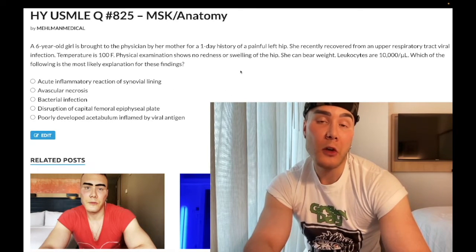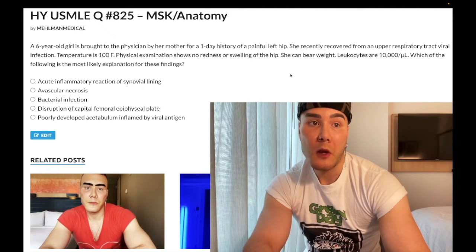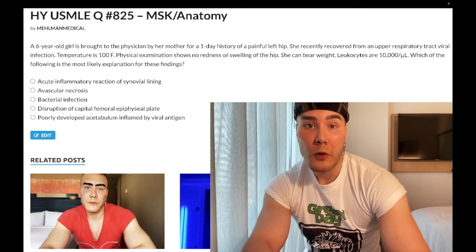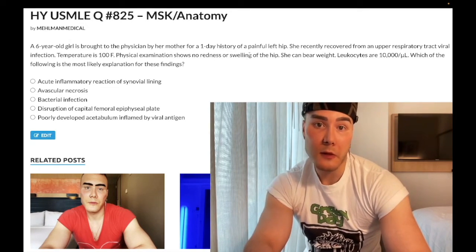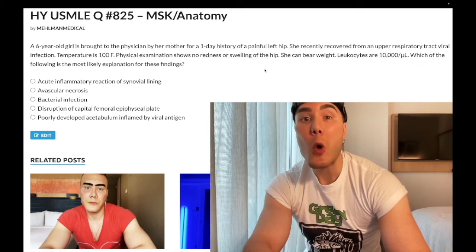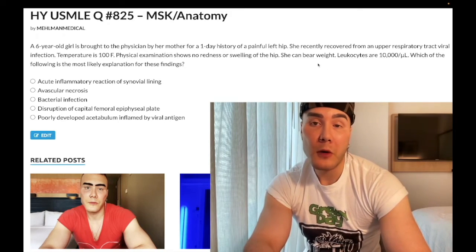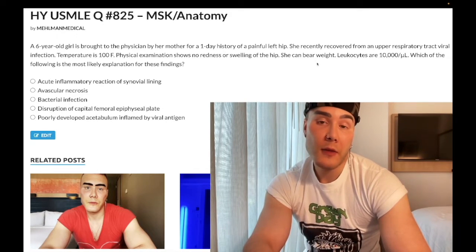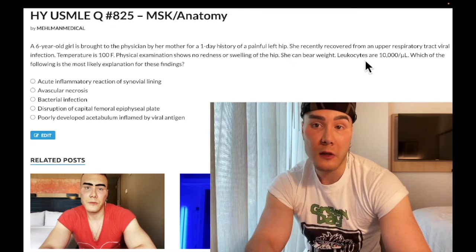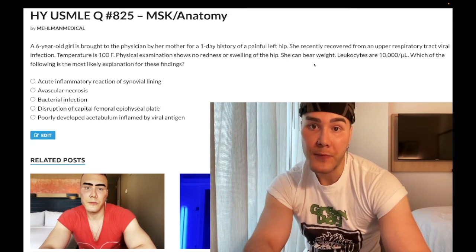So what you're going to do is look at the vignette and say, okay, are they telling me all these negatives for septic arthritis? Like there's no rubor, no redness. There's no tumor, no swelling here. She can bear weight. For septic arthritis, where you actually have a bacterial infection with pus in the actual joint space itself, they like throwing in details like leukocytosis, which the patient doesn't have, and that the patient can't bear weight. They like saying that, okay?